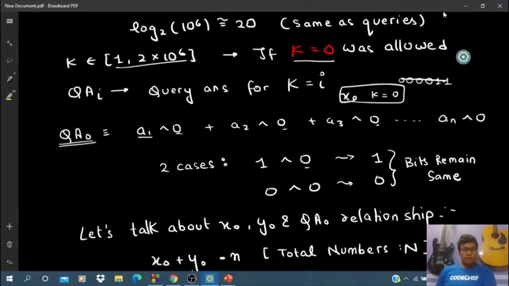So what we have is A1 XOR 0, A2 XOR 0, A3 XOR 0, till AN XOR 0. One thing to keep in mind is, for a number to be odd, its binary representation in the 0th bit will have a 1. If a number is even, then its binary representation on the 0th bit will have a 0. So let's talk about these two numbers. This is 2, this is 3, and 3 is odd, 2 is even.